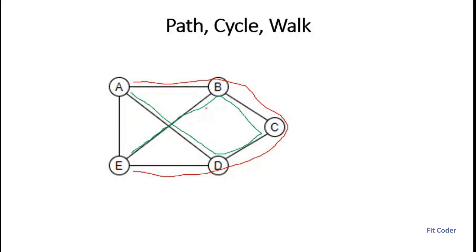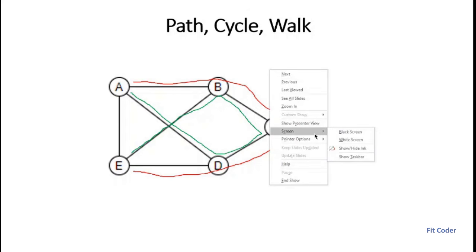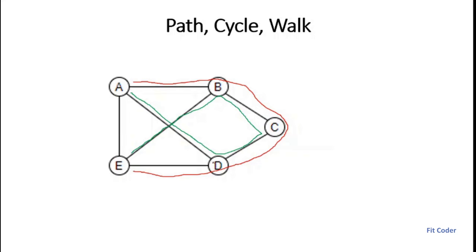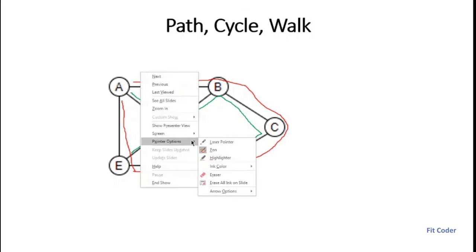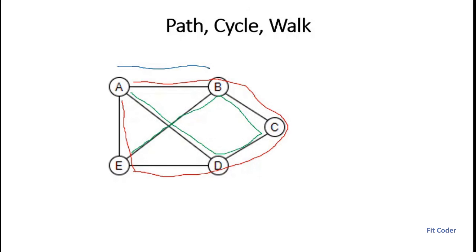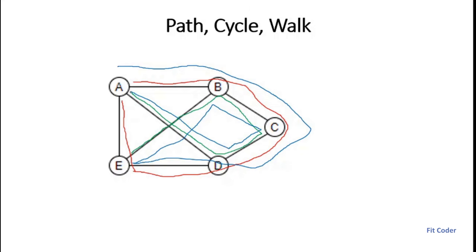And what is a cycle? A cycle is when the starting and the ending point are the same. So if we start from A, B, C, D, E, and we end at the same point, then it is a cycle because we started and ended at the same point. And what is a walk? Let me choose a different color. A walk can be you go from A to B, B to C, C to D, D to E, E to B, B to C, C to D. So we are just traversing across the graph. It does not matter whether the edges or the vertices are repeated. So I hope it is clear.